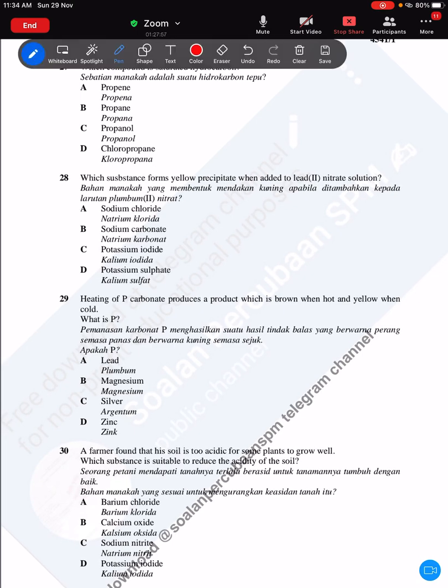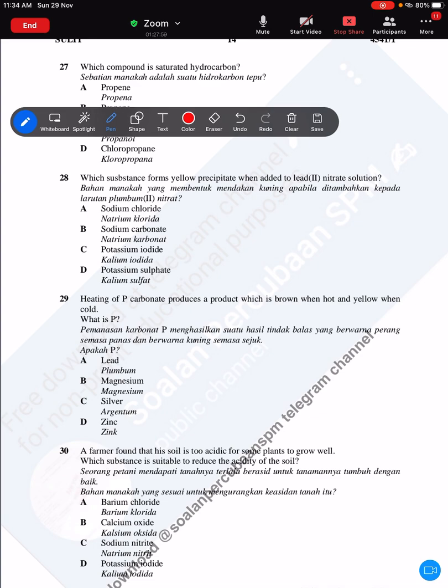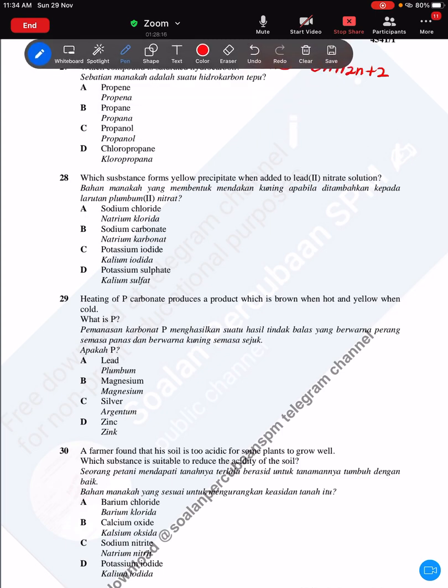Okay, the question says, which of the compounds is a saturated hydrocarbon? When I'm talking about a saturated hydrocarbon, it doesn't have a double bond. When it doesn't have a double bond, I'm referring to the alkane, which is CnH2n+2. Therefore, A, B, C, D, which one? Very good. It belongs to the alkane. That's the answer.